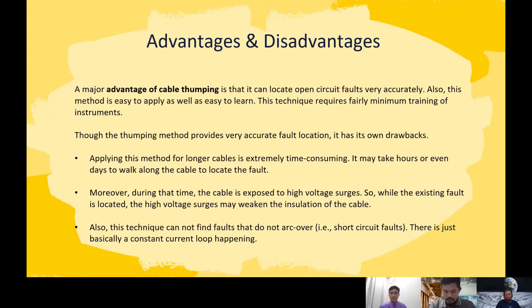Also, finally, this technique cannot find faults that do not arc over, or what we can call a short circuit fault. This is because there is basically a constant current loop happening, which means there is no energy being discharged or jumping across the fault in the cable. So there will be no sound and no explosion happening.